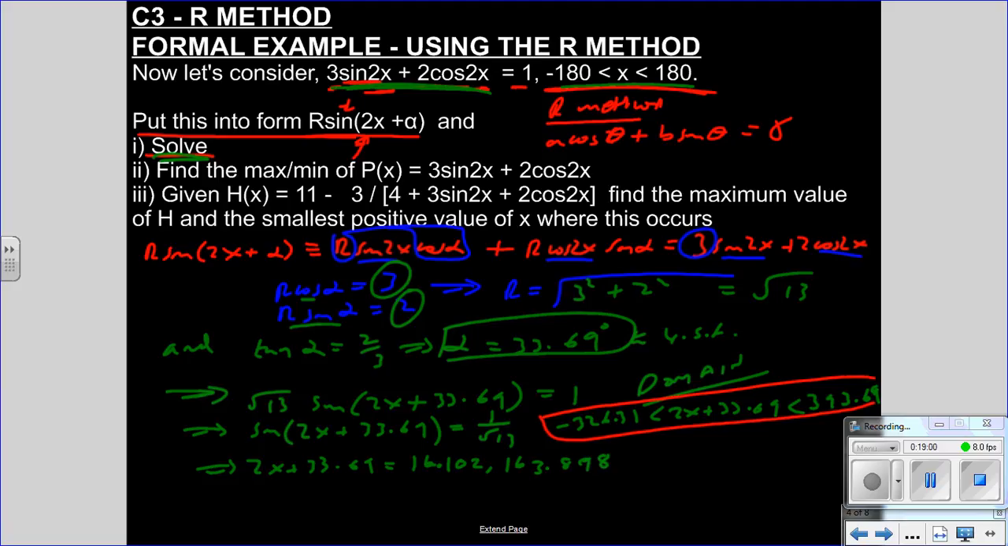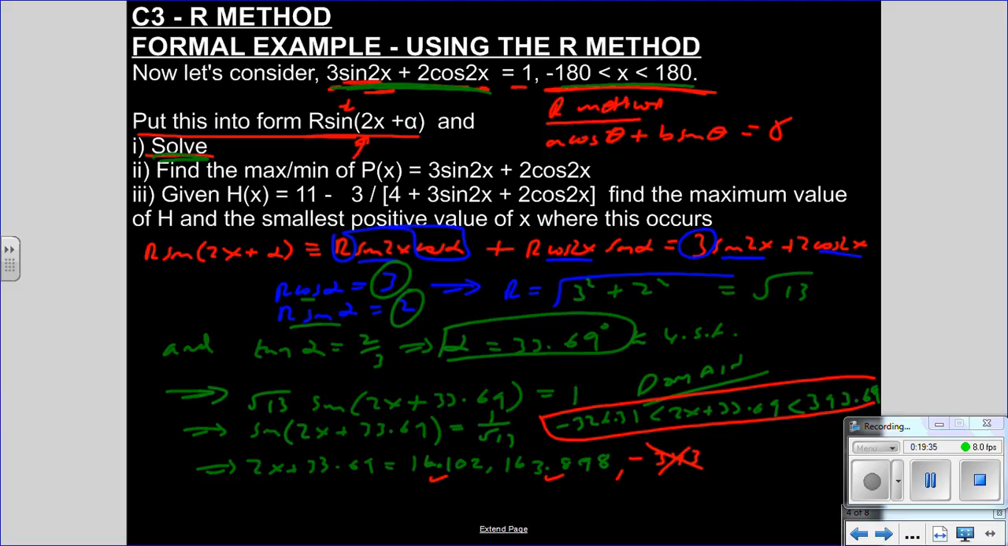So now we can start adding 360 and subtracting it from these results, so they're in range, in the domain. So, 16.102 plus 360. That's not in range. Minus 360 from it, and you get minus 343, which again is not in our domain. That's too small. Let's try the 163.898 though.